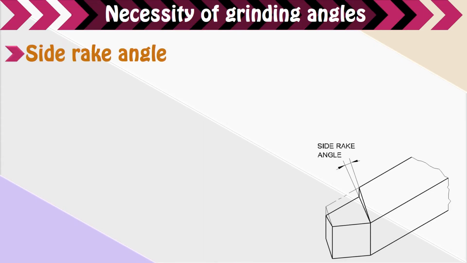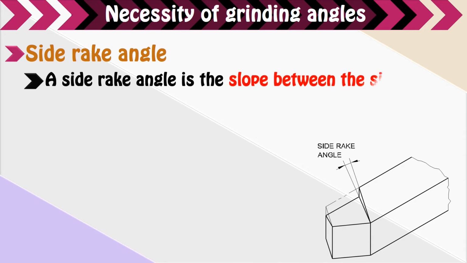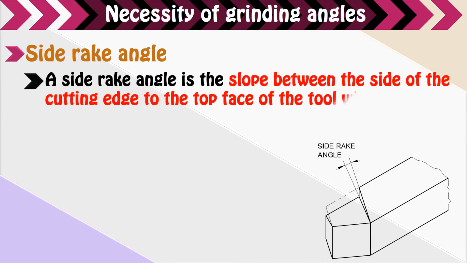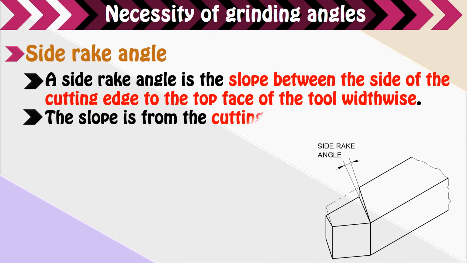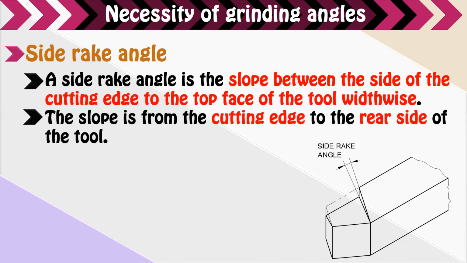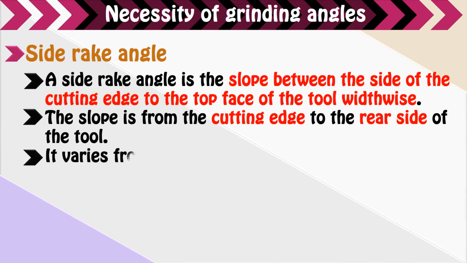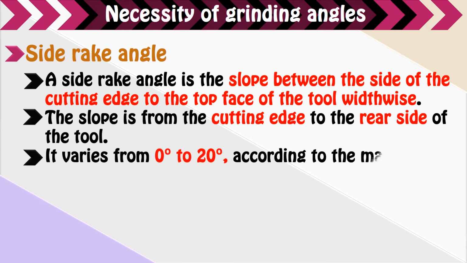Let's see about side rake angle. A side rake angle is the slope between the side of the cutting edge to the top face of the tool widthwise. The slope is from the cutting edge to the rear side of the tool. It varies from 0 degree to 20 degrees, according to the material to be machined.